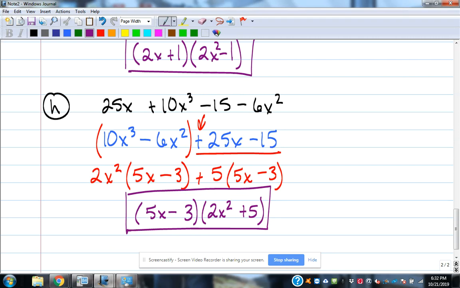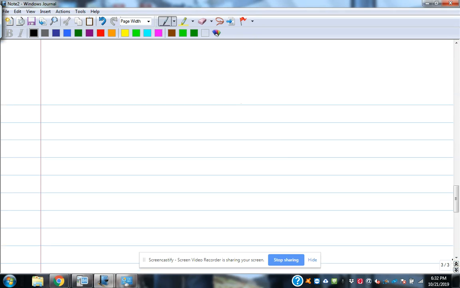Questions about grouping? We're still going to use it some. I just want to see where we're at right now before we start adding the next thing in. Okay, so far we've dealt with GCF, and we talked about grouping, and that involved GCF, so that's part of it. Now the next thing we're going to look at is a problem like this.